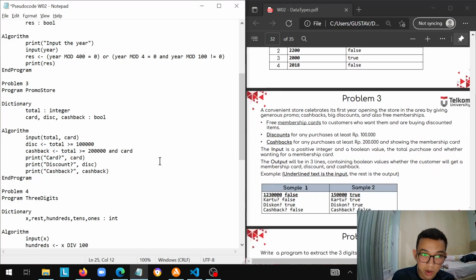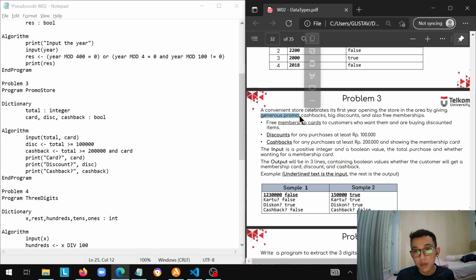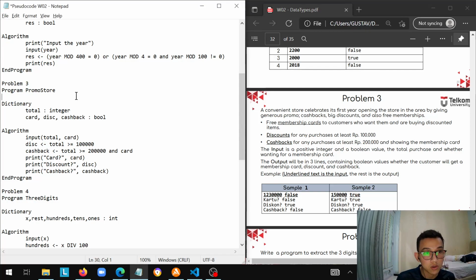This is a little bit complicated because there's a lot of things that you need to consider. But if you understand the things that were asked in this problem, then it's quite simple. Basically, it's a promo, whether you get a discount or not, you get cashback or not, to put it simply. You can read more from the problem if you want to pause the video, and we're just gonna jump into the pseudocode.